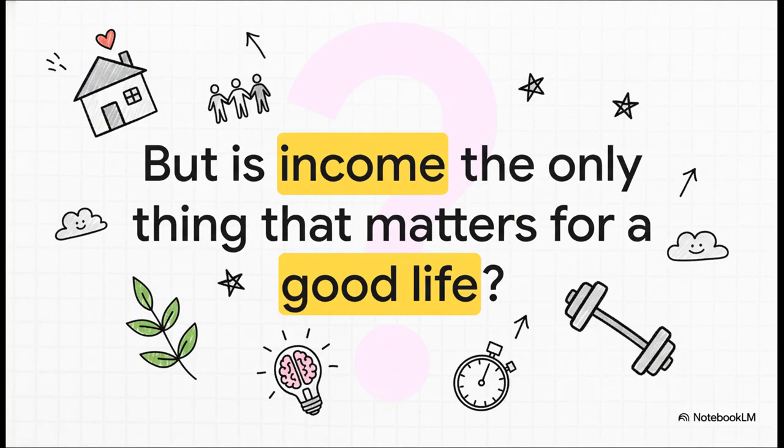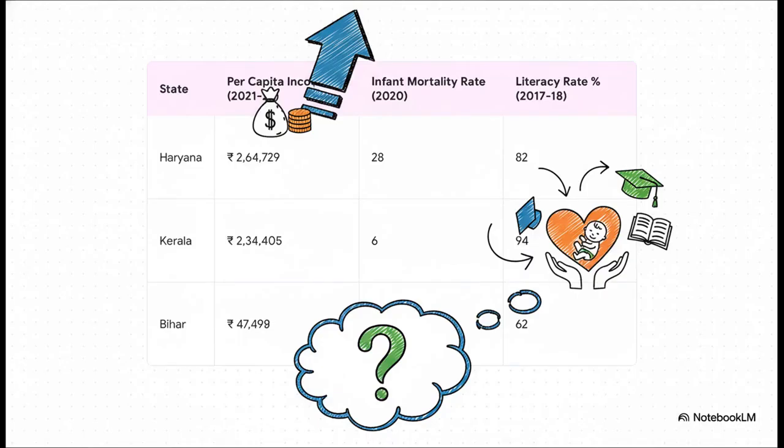Okay, but let's pause and think about this. Is money the only thing we need for a good life? What about having good schools for your education, or good hospitals when you are sick? Are these things not important? Of course they are. This table is very interesting. Let's look at it carefully.